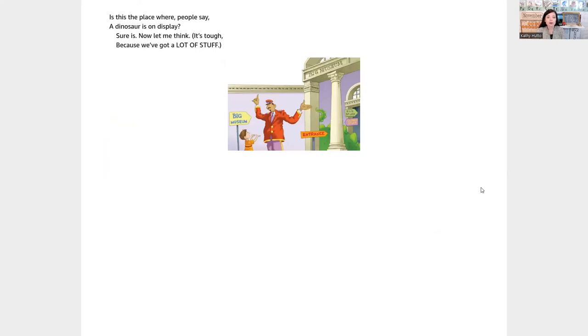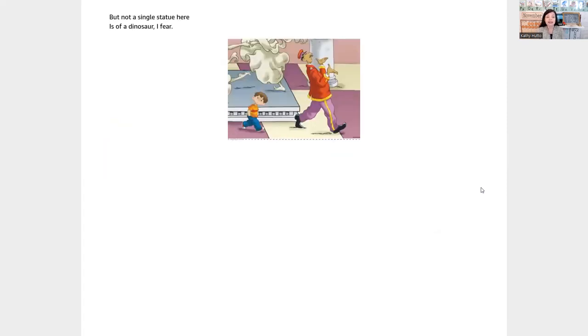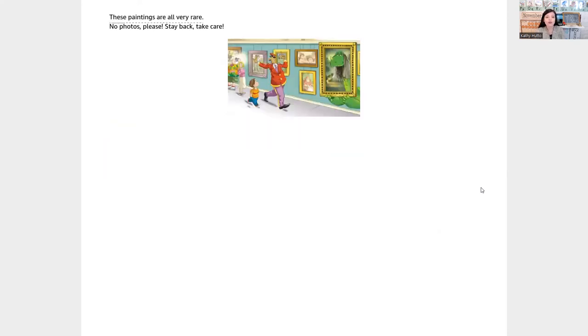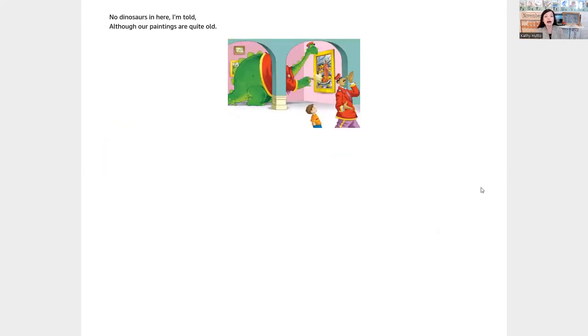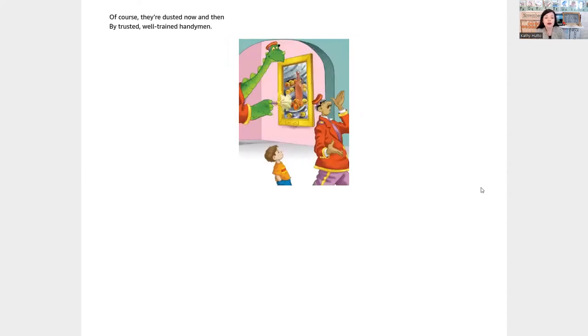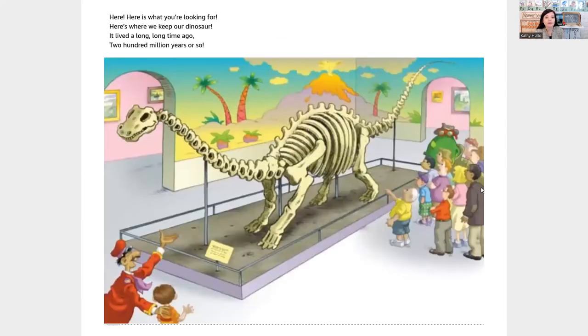Is this the place where people say a dinosaur is on display? Sure is. Now, let me think. It's tough because we've got a lot of stuff. Look, statues made by ancient Greeks. To name them all would take me weeks. But not a single statue here is of a dinosaur, I fear. These paintings are all very rare. No photos, please. Stay back. Take care. No dinosaurs in here, I'm told, although our paintings are quite old. Of course, they're dusted now and then by trusted, well-trained handymen.